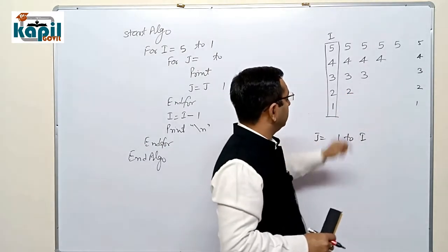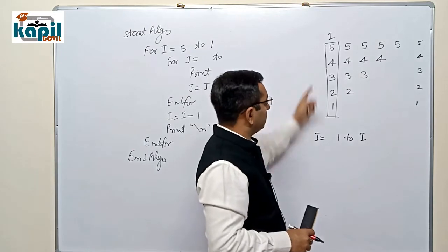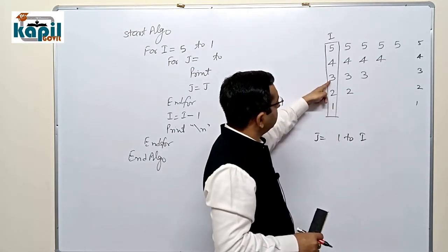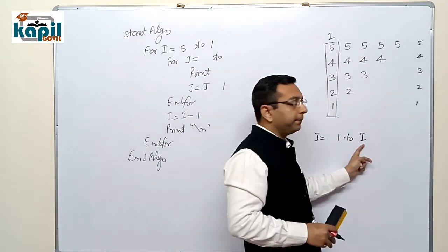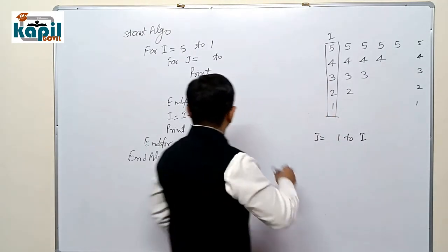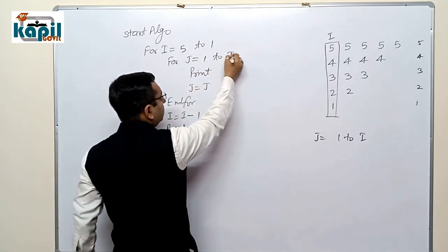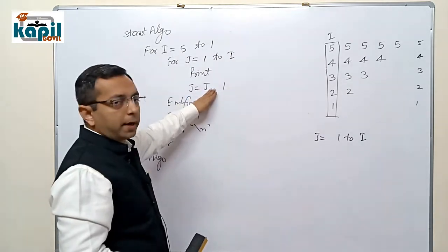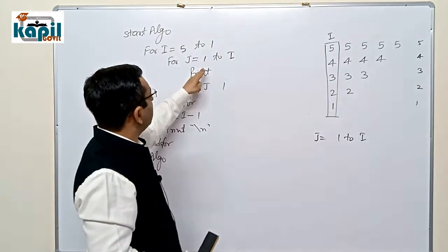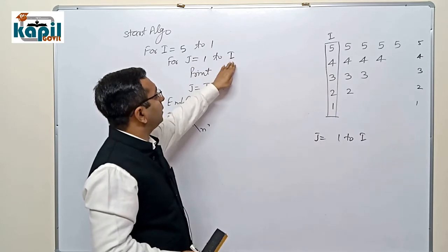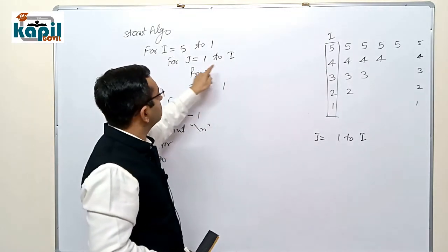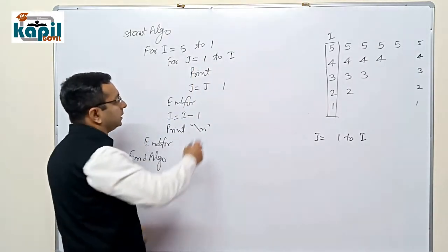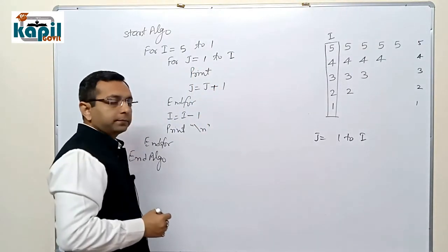It means 5 times. And then I will be 4. It means j will be 1 to 4. I will be 3. It means j will be 1 to 3 and so on. So if we are writing j equal to 1 to I, we have to put a minus or plus sign here. So how? 1 to I. What is the maximum value of I? That is 5. So if we are writing 1 to 5, it means it's increasing. Because it is increasing, that's why we have to write a plus sign.